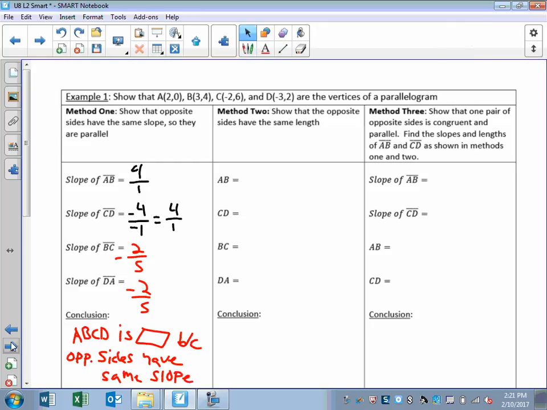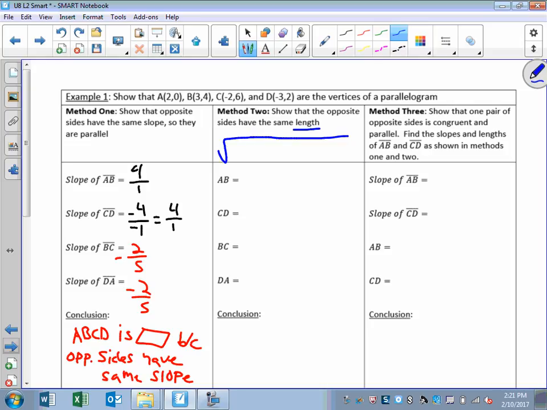The second method you can do is show that opposite sides have the same length. Now I know this is your guys' most favorite thing to do in the world, but you would have to use the distance formula to find length. So you got to take the points. You got x2 minus x1, and you guys can decide whichever one is x2 and x1 and y2 and y1. Just make sure you keep it consistent.